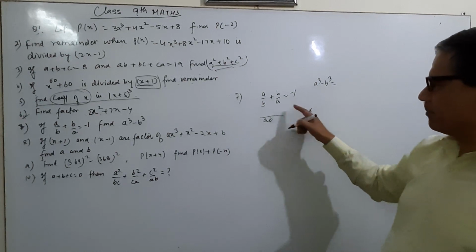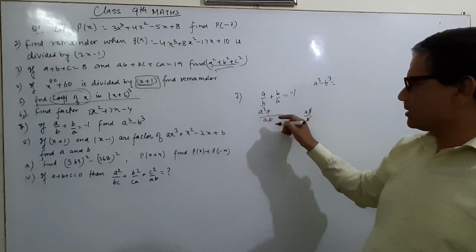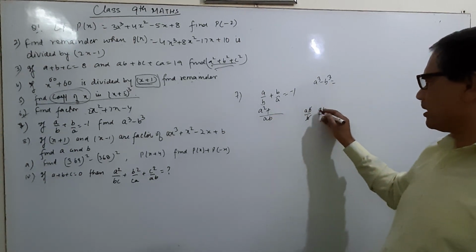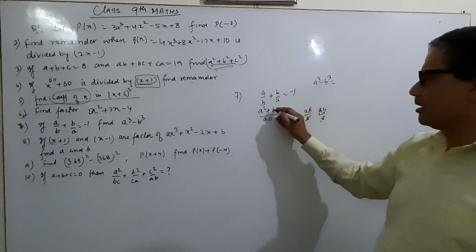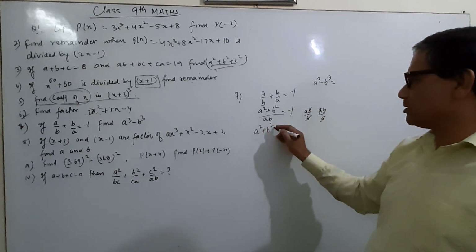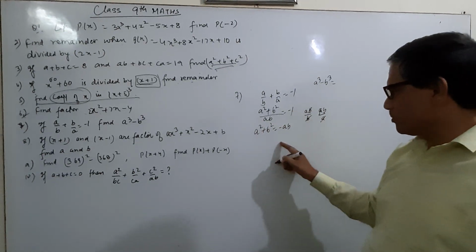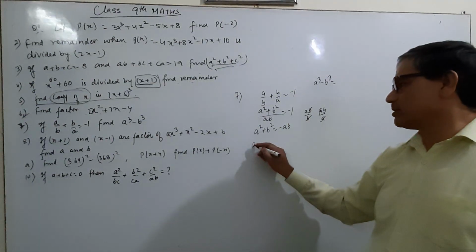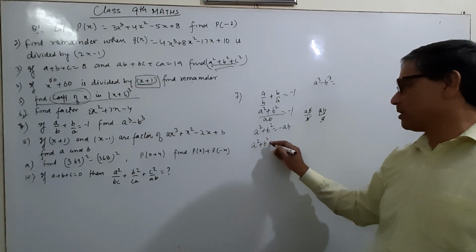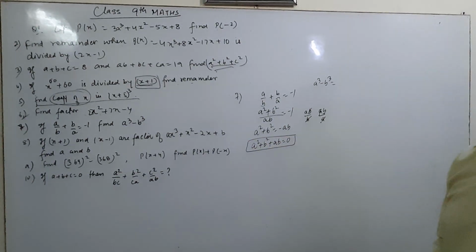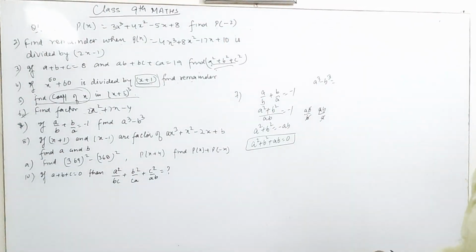What is left? a multiplied by a square, plus ab divided by a, a will cut. What is that? b multiplied by b square is equal to minus 1. Cross multiply: a square plus b square minus ab. Here is minus, and that will be transposed to the left side. It will be plus. So what is your answer? a square plus b square plus ab is equal to 0. This is your a square plus b square plus ab is equal to 0.